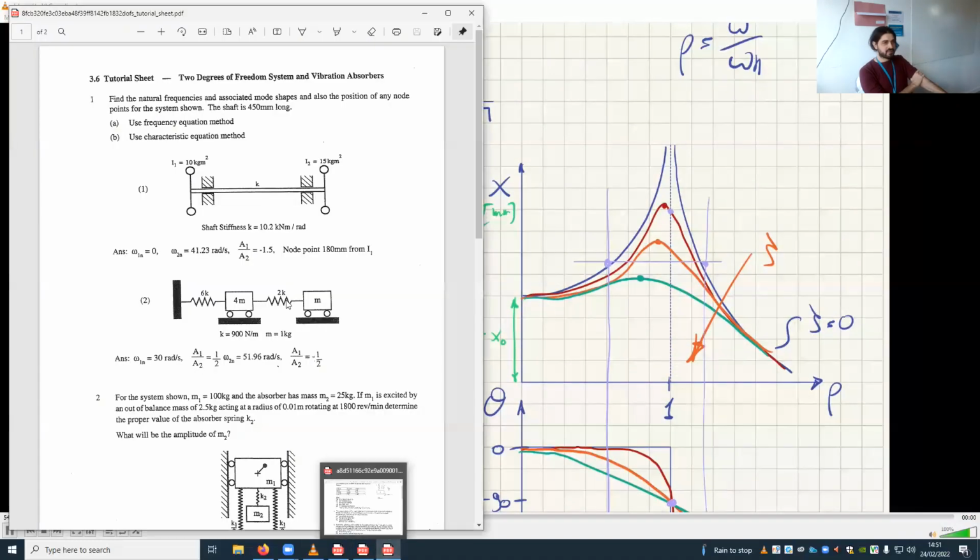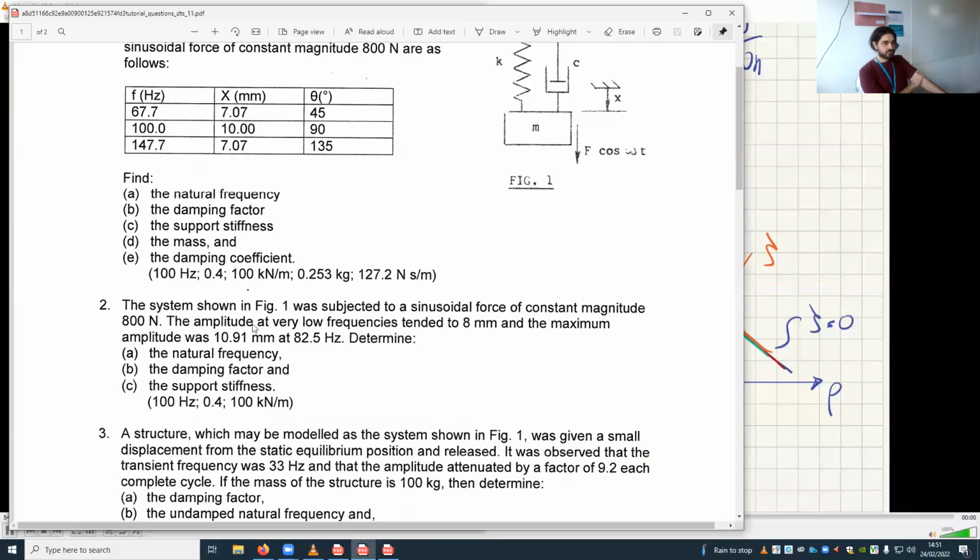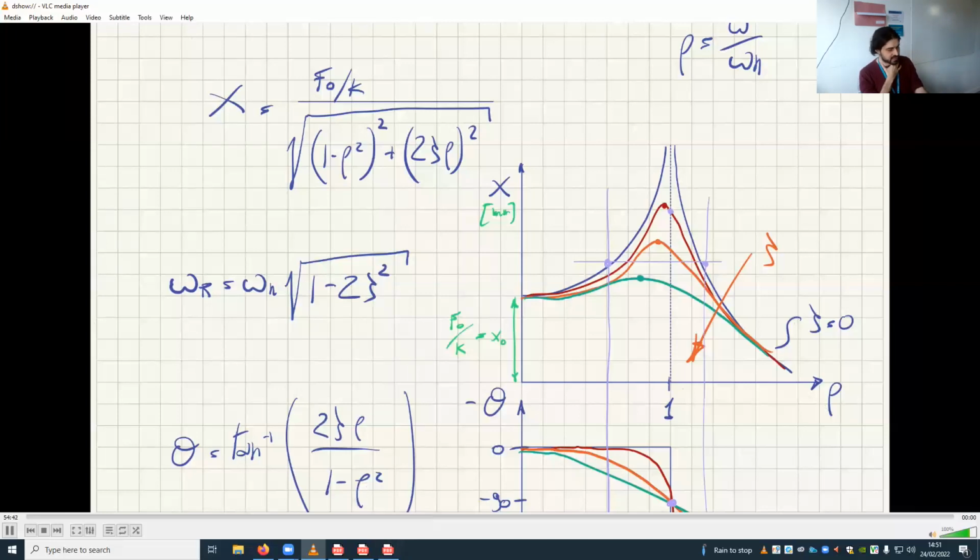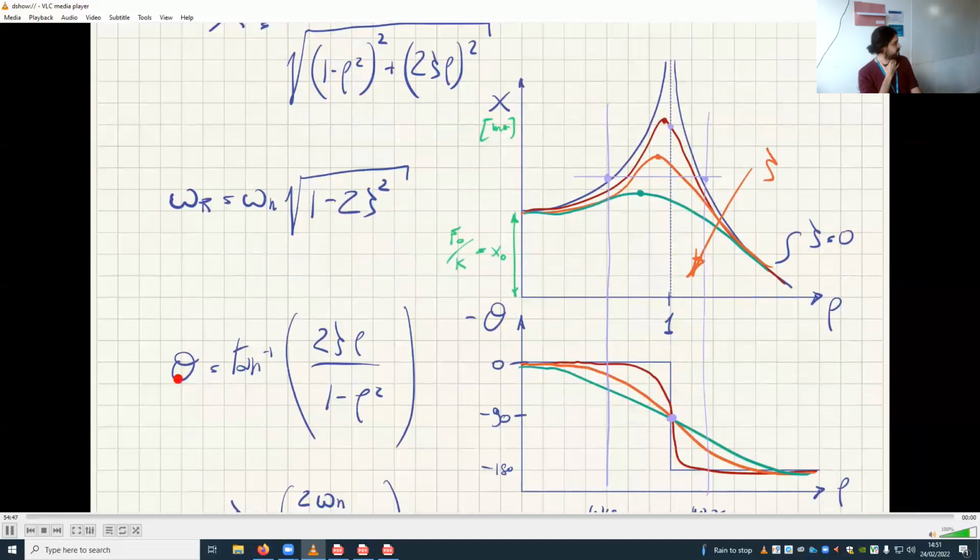And so you can just find at which rho it happens, and then you'll find the natural frequency. Once you have rho and you have omega r, you can find omega n. Damping factor, same thing. Once you have, what does it say? A very low frequency, 10 to 8 millimeters, and maximum amplitude. Once you have this other information, you can find zeta. Again, zeta is unknown in this equation. Or you can even use this equation. Once you know that theta is 90 degrees at rho equals 1, you can estimate zeta.